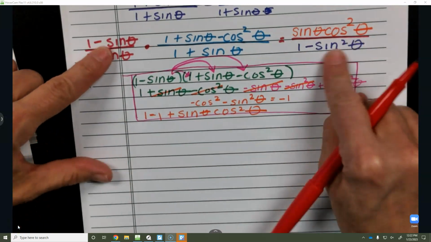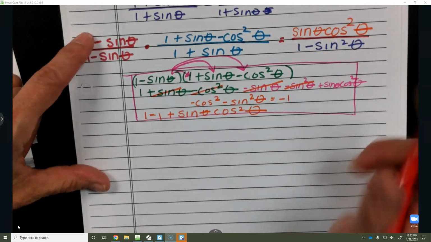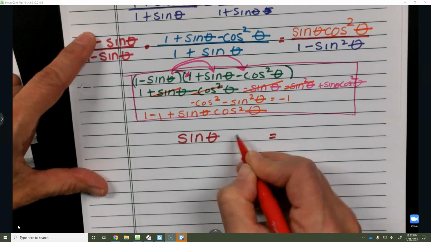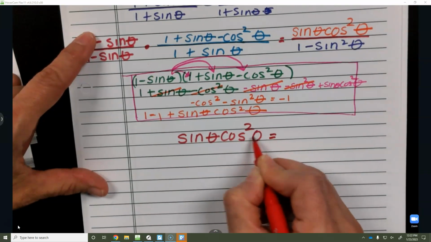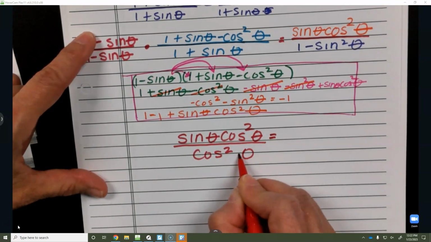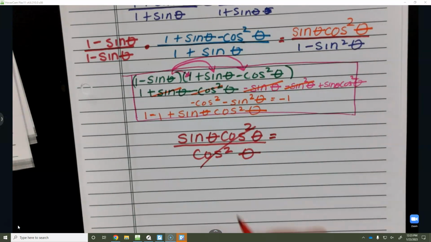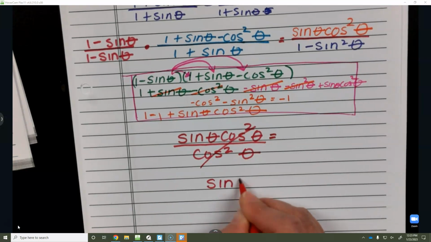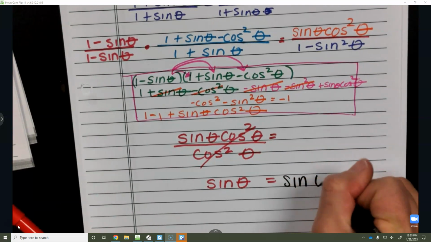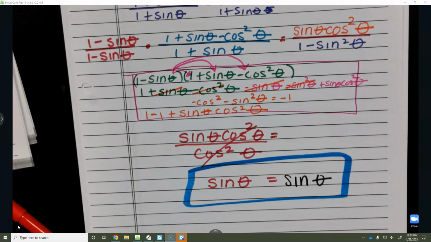All right, so all of that simplified to this. We are going to rewrite that as cosine squared, the denominator. So this is going to be sine theta cosine squared theta over cosine squared theta. There's no pluses or minuses. I can cancel out that stuff. So we're going to have sine theta equals what the original right-hand side was, which was sine theta. That's it.